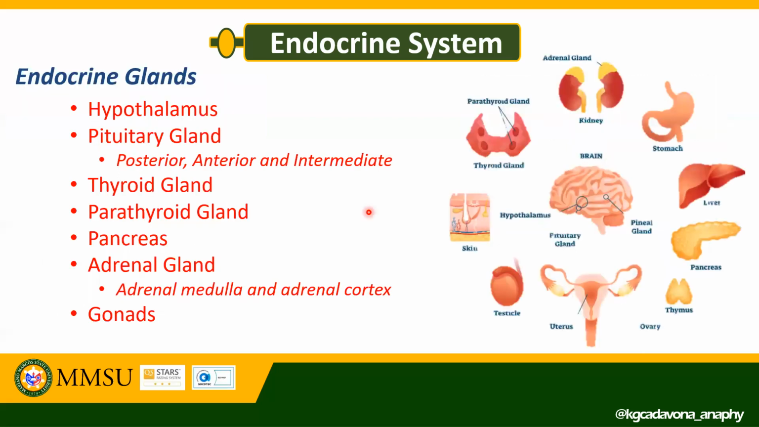Now let's move to the different important endocrine glands in the body of the animal. So we have 7. The hypothalamus, the pituitary gland, which is being subdivided into 3 lobes, the posterior, anterior, and intermediate. We have also the thyroid and parathyroid glands, the pancreas, the adrenal gland, which is subdivided into 2, the adrenal medulla and adrenal cortex. Then we have the gonads, which are the testes and then the ovaries. So let's try to discuss it one by one.